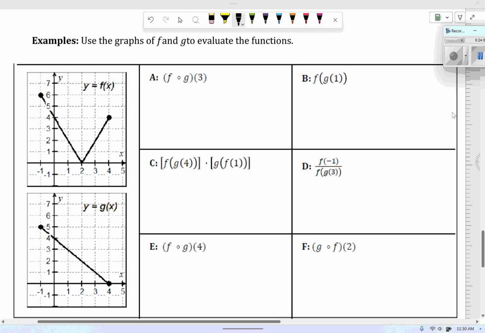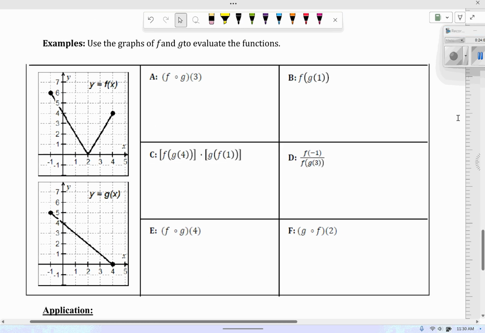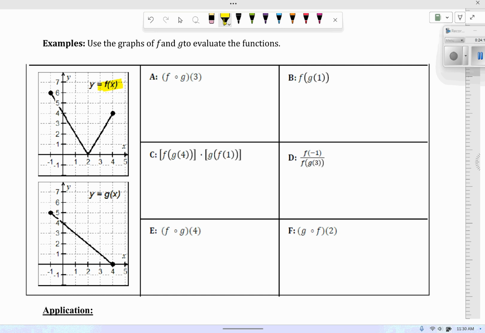All right, the next example says, use the graphs of f and g to evaluate the functions. So looks like this top graph is f of x, and the bottom graph is g of x. So I'm going to just highlight all the f's here.